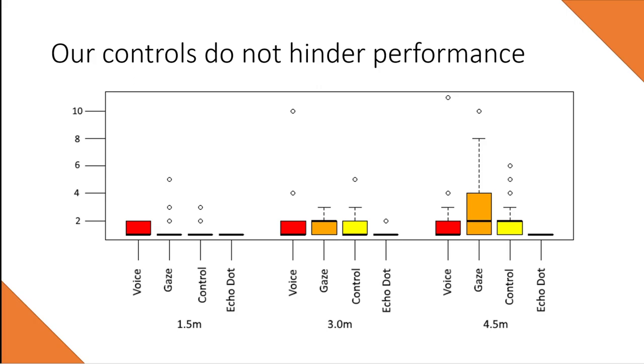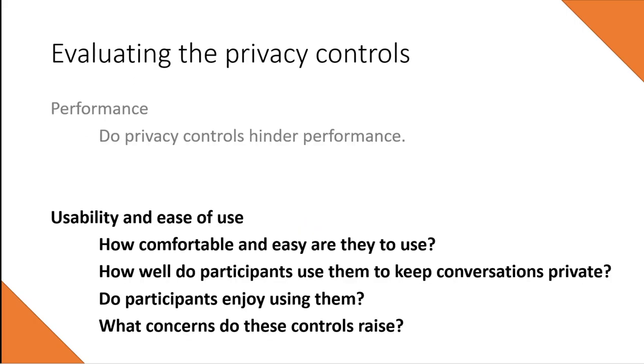In short, we find that our controls do not hinder performance and do not hinder participants' ability to activate the smart speaker. Now, onto evaluating the usability of these controls. To evaluate this, we constructed a series of tasks for participants to go through where they would use a smart speaker to get a sense of how easy the controls were to use and what users thought about it.